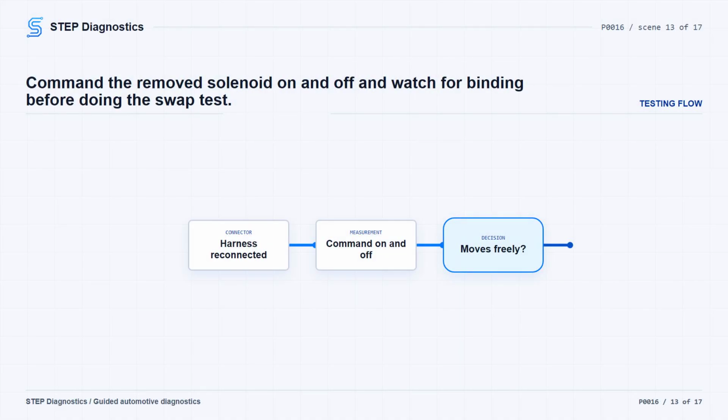If the oil control valve spool checks good, keep the solenoid removed, reconnect the camshaft 1/2 position solenoid harness connector, turn the ignition on, and use the scan tool to command the solenoid on and off several times. Watch for free movement. If the solenoid binds or sticks during actuation, replace the camshaft 1/2 position solenoid and verify the repair. If it moves freely, continue with the swap test.